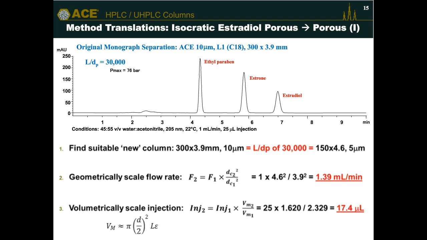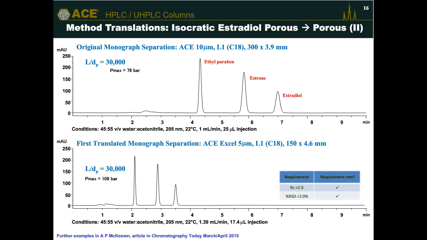And what you can see when we put that into practice is you get a resolution value above 2, which is the monograph specification. You get percentage RSDs within the required range, and you've saved quite a lot of time, so perhaps half the run time. And this is not going as extreme as UHPLC, it's just going from quite a large, big particle size column to a shorter, smaller particle size HPLC column.